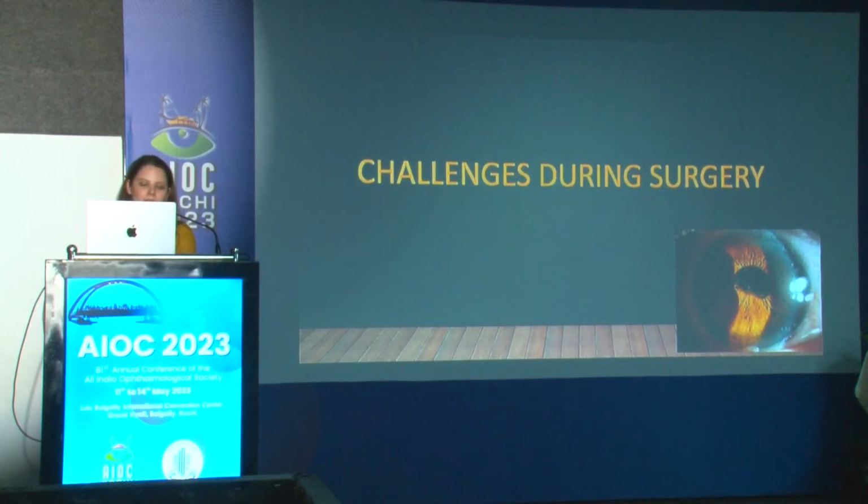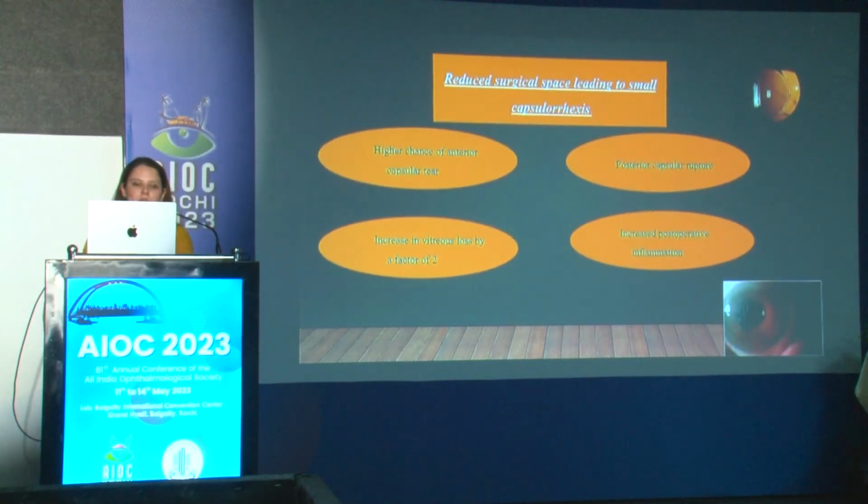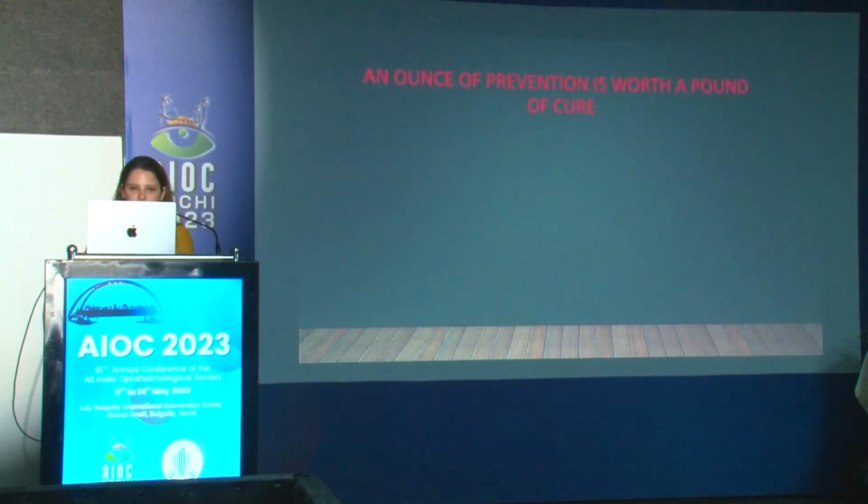So what are the challenges faced by a surgeon during the surgical procedure? The small pupil gives less surgical space, which leads to a smaller capsulorhexis. Then there is a higher chance of anterior capsular tear, posterior capsular rupture, an increase in vitreous loss by a factor of 2, and increased post-operative inflammation.